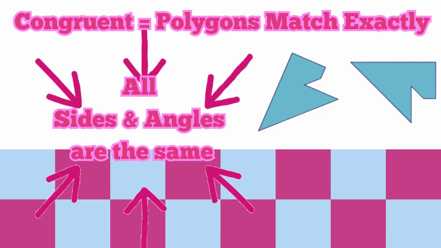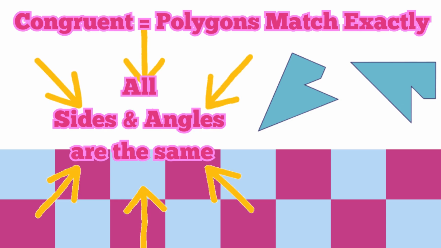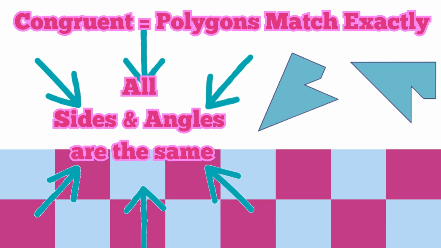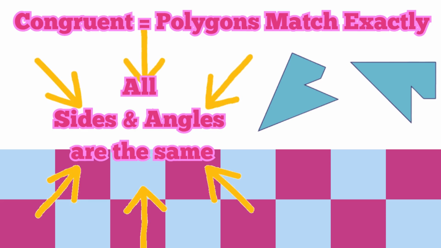Now, to understand congruence, it's important to know what that means. Congruent shapes match exactly. When we say two polygons are congruent, it means they have exactly the same size and shape. All corresponding sides are equal in length, and all corresponding angles are equal in measure. Think of congruent shapes as identical twins. They look exactly the same.